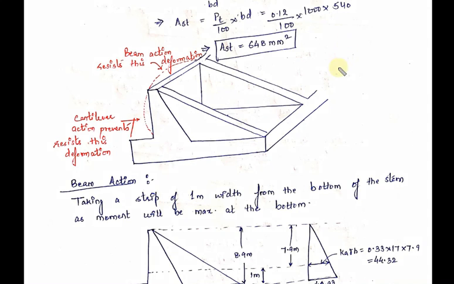When the soil pressure acts on the heel slab, it deforms in two directions. One is in this direction and the other is in this direction. Therefore, we can say that the deformation is bidirectional in the heel slab. That is, when the load comes on the heel slab, it deforms in the x direction and the y direction, and therefore the heel slab behaves as a two-way slab.